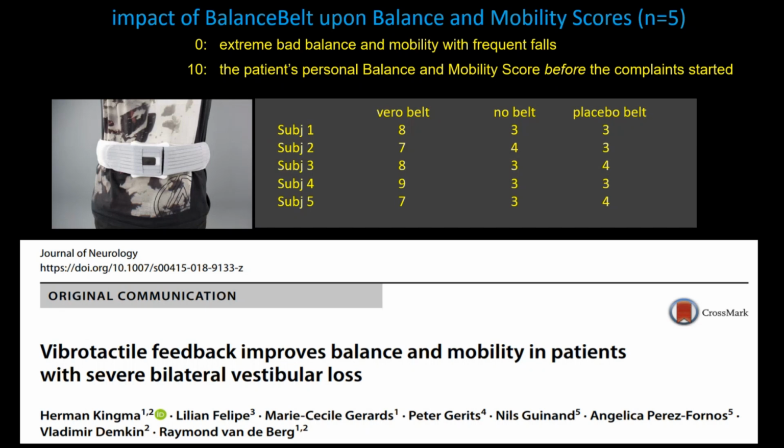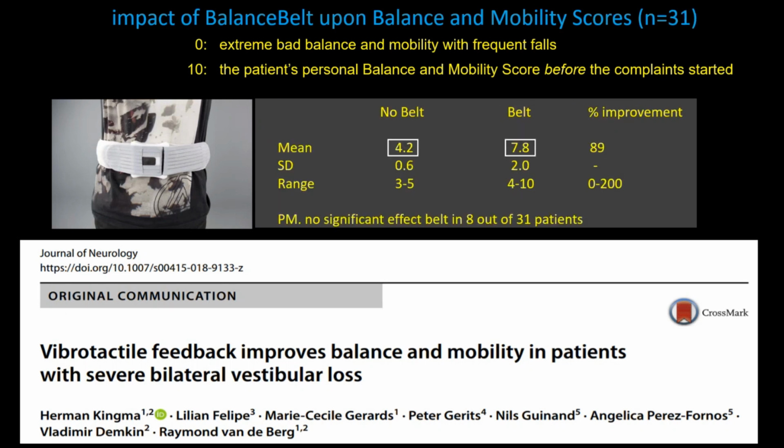And then the key question is, how is this score, where 0 means you hardly can walk, and 10 means your personal best in life before the problem started. How is your score at this moment? So when you have this score 3, 4, you start the experiment, then it's okay. And you'll see that when they are not wearing the belt or have a placebo, there's a very low score. And when they wear the belt, it's immediately improving. So this was a first indication that the belt is really working properly after the new design.